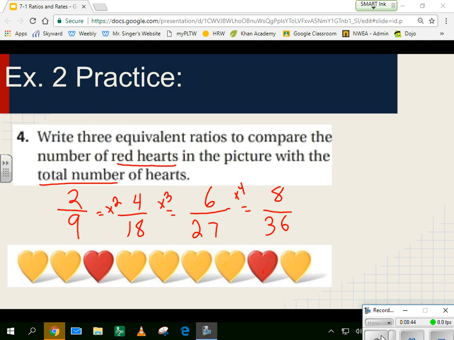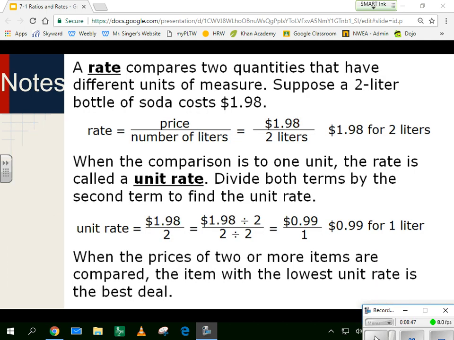Okay, as I was showing you in the second example problem, we're going to start looking at rates now. So rates and unit rates are the next 2 vocabulary words that we have. A rate compares 2 quantities that have different units of measure. The example we're looking at here is soda. Soda in the bottle is a 2-liter bottle, so there's a measurement of volume, and then we have price, which is a measurement of money.